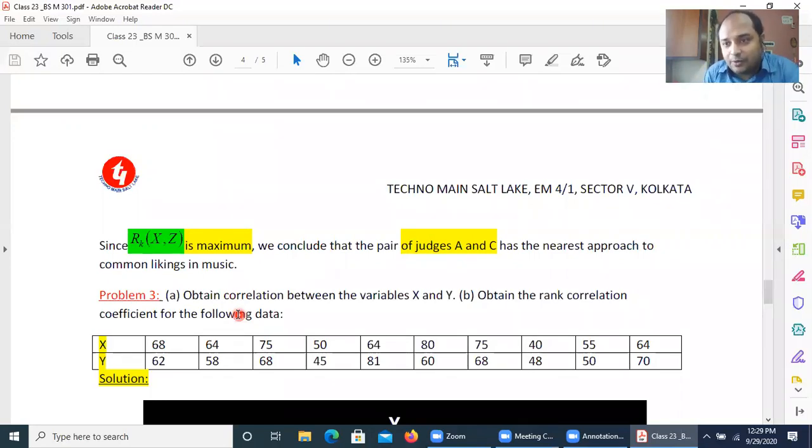Maybe we are friends, okay. So you can judge, you can try this, you can do this investigation by yourself. It is a very wonderful tool, this particular rank correlation method.